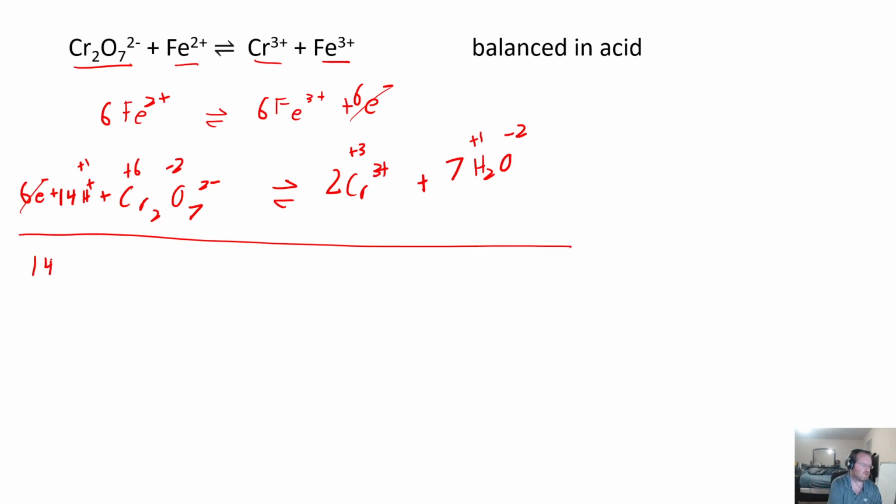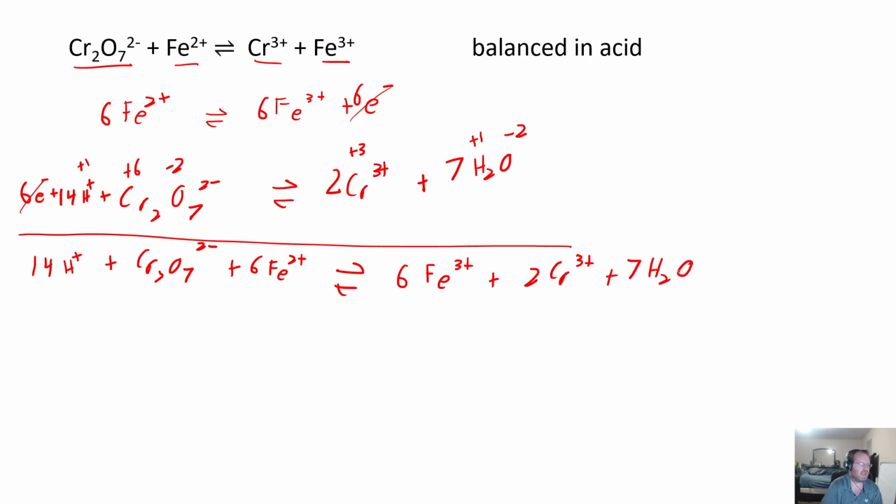So this means our balanced equation is 14 H+ plus Cr2O7 2- plus 6 Fe2+ is in equilibrium with 6 Fe3+ plus 2 Cr3+ plus 7 waters. And this is our balanced chemical reaction. Note, by the ions, you could put (aq) to make them aqueous, but this should be clear in the setup, that the ions are aqueous and the water is a liquid here. So that is our balanced reaction in acid.